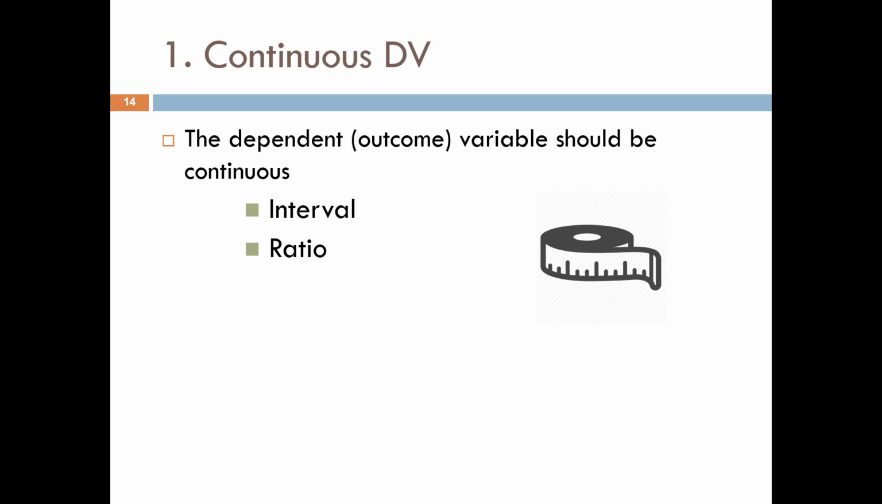First, the dependent variable should be continuous. And so this is very important. So whenever you have a continuous outcome variable, then you should know that you need to use one of the parametric statistics that we're going to cover from this point forward. And so the DV can be interval or ratio level.